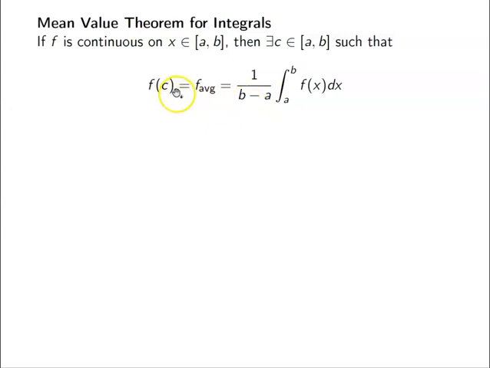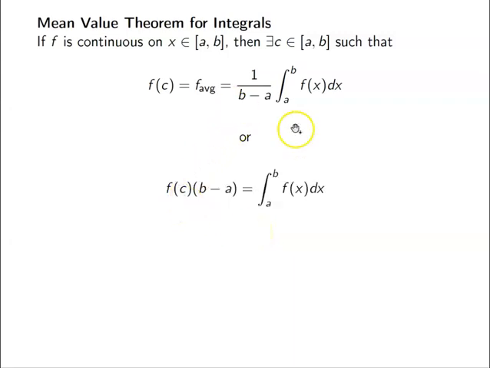Okay, so there should be some value on this interval that if I plug it into my function, it will equal the average value of my function. Basically what this means is that my function takes on its average value somewhere along its interval of existence from one value to another.